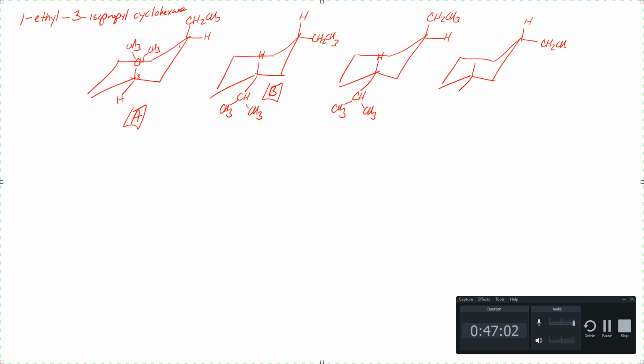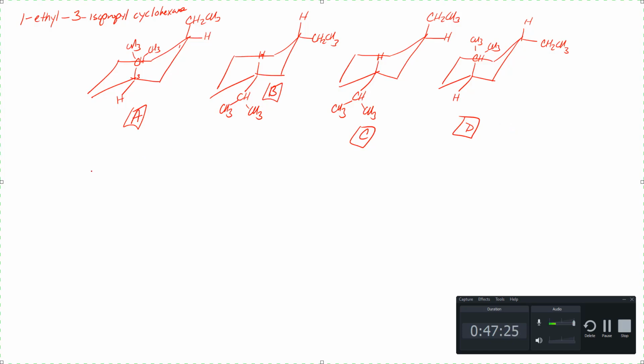Right, our flipless ring flip system. Now hopefully there are two cis and two trans.